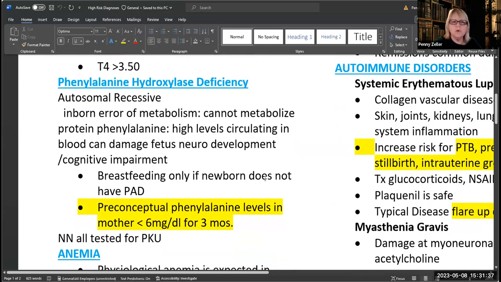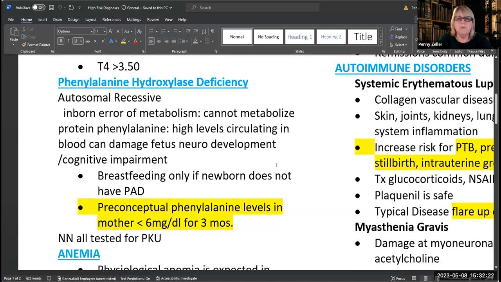There is another disorder, and you might have heard it before. It's called PKU. The proper term in your text is phenylalanine hydroxylase deficiency. Okay, so this is basically saying very simply that a client is missing an enzyme. It's a genetic disorder. They're missing an enzyme that breaks down a certain protein, which is phenylalanine. If a client has this genetic disorder, then they are going to have trouble maintaining a pregnancy.